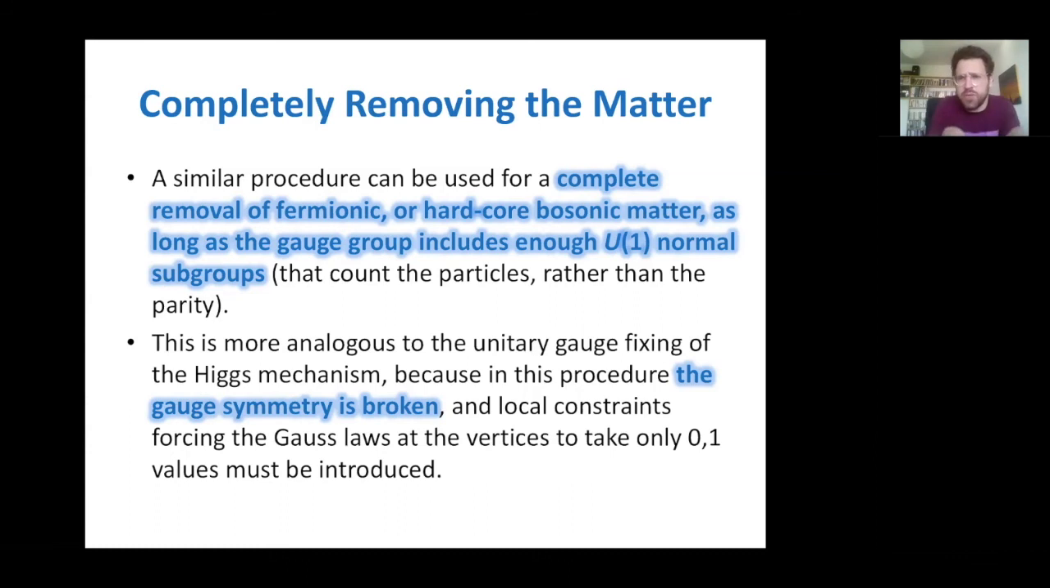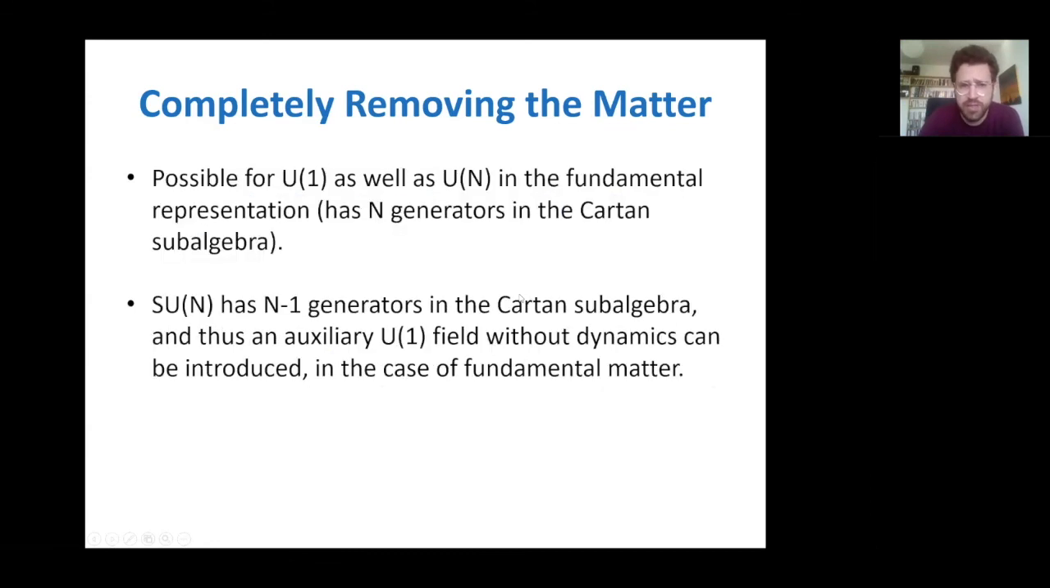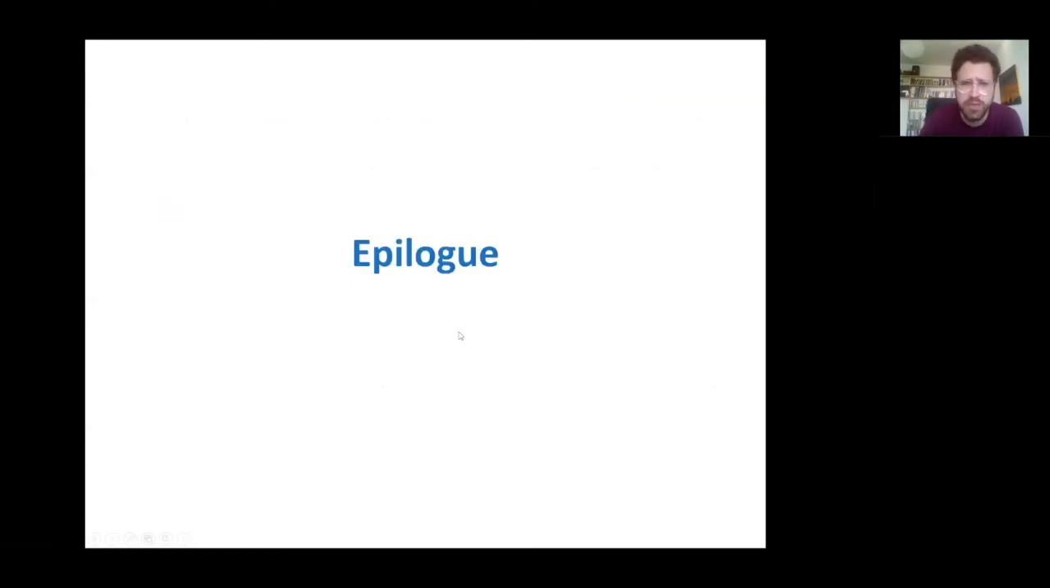So after we do that, we will need to introduce some local projectors that will make sure that this is not spoiled, but that still remains local and is not a problem. So in some cases, it might be useful to completely break the gauge symmetry and eliminate the matter. And once again, it's possible if we have enough U(1) subgroups. Otherwise, we can introduce an auxiliary one and perform the same trick.